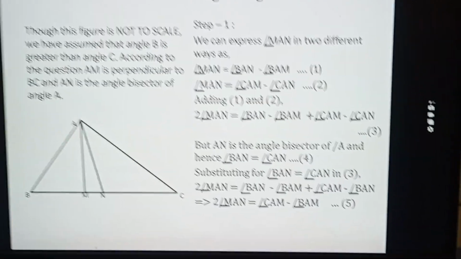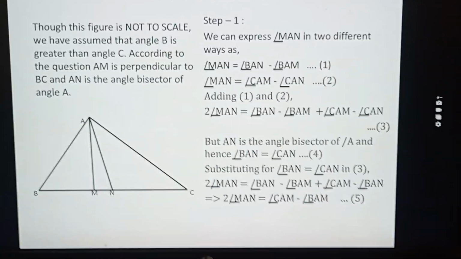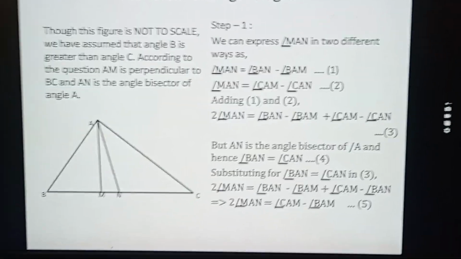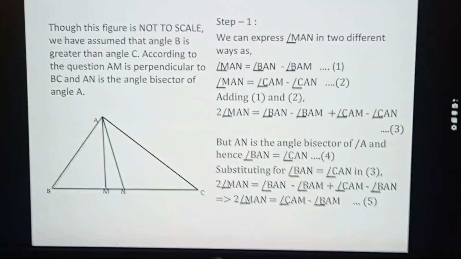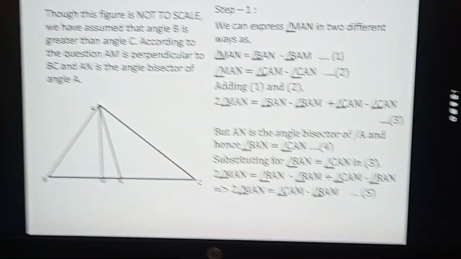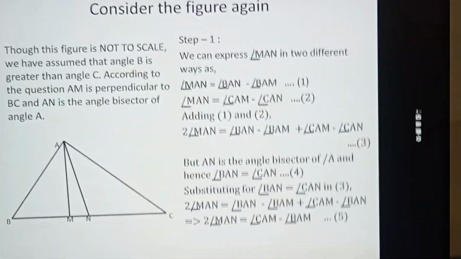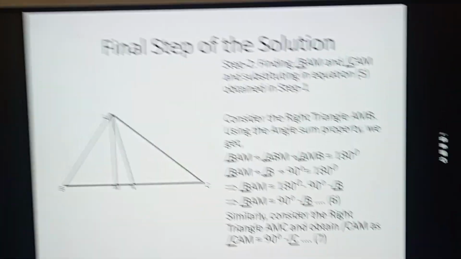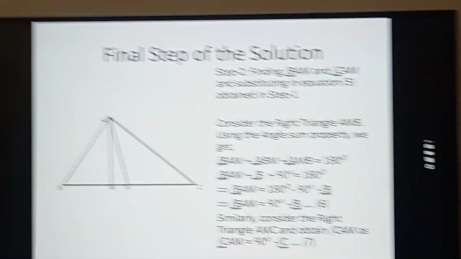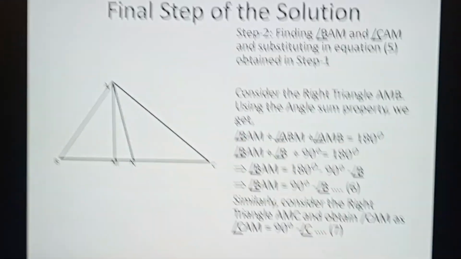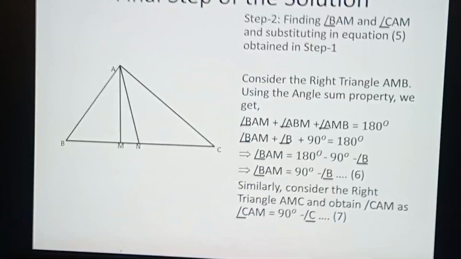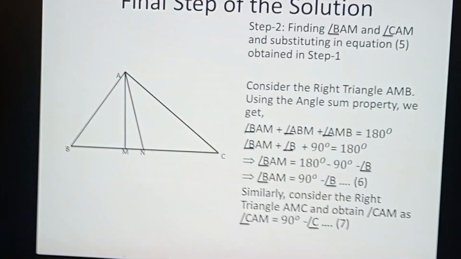How did we get that? Angle BAN minus angle BAN gets cancelled out. So we get the fifth equation: twice angle BAN, twice angle MAN, is equal to angle CAM minus angle BAM. This is the final step of the solution, but it has not ended there. Still we have one step to go.